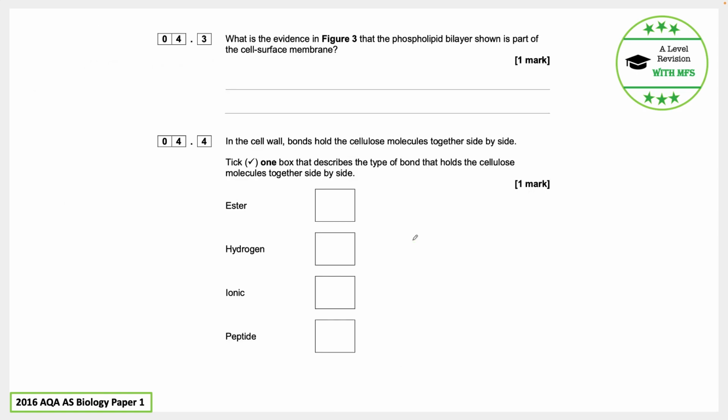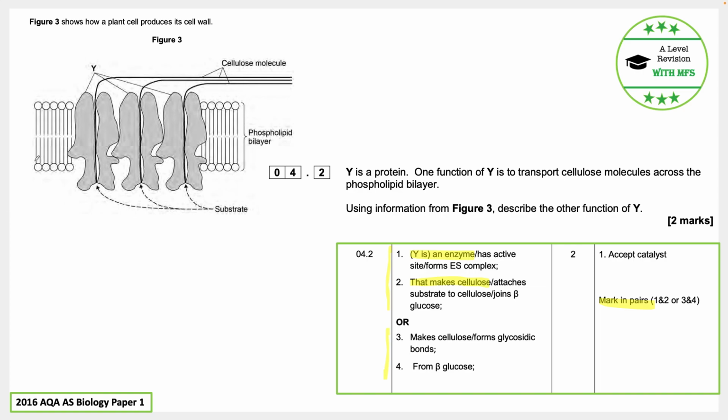Okay, if we move on to our next question, what is the evidence from figure 3 that the phospholipid shown is part of the cell surface membrane? So if we go back over here, we know that this is our cell membrane and we know that cellulose is being produced. Now, if we have a look at any sort of diagram of a cell, let's have a look at a plant cell, such as this. We're going to have these 2 layers. The inner layer is going to represent the cell membrane and the outer layer is going to be representing the cell wall.